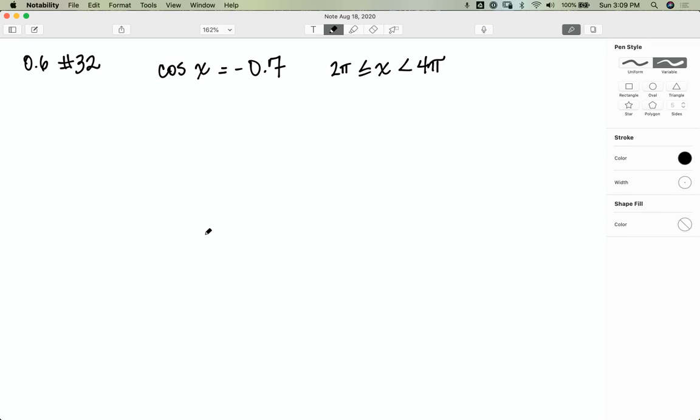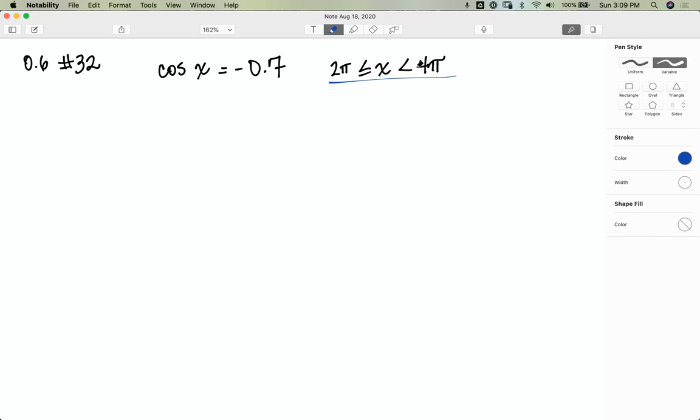Okay, we got a request for 0.6, number 32. We have cosine of x is equal to negative 0.7. We're asked to solve the equation on the specified interval. And our interval in this case is 2 pi to 4 pi.